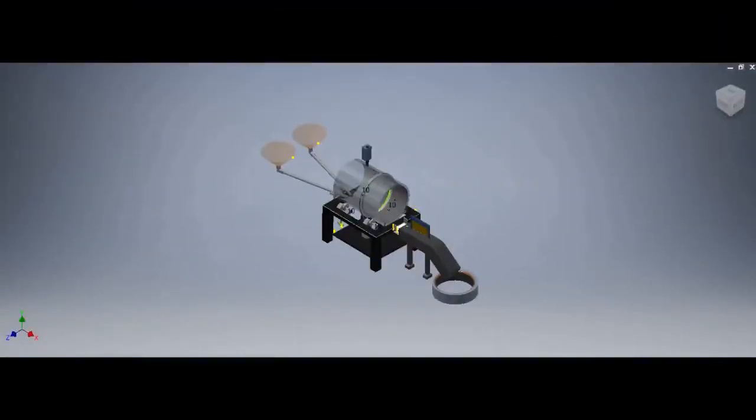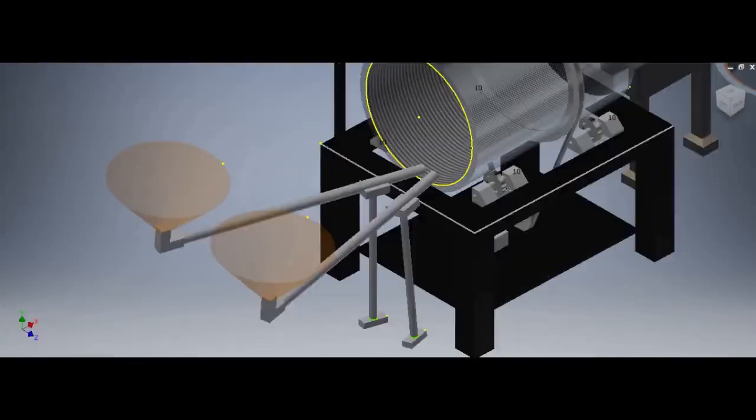So this is our complete model constructed on Autodesk Inventor 2019. As you can see, our first subsystem consists of two hoppers which are connected to two L-shaped joints which continue to the pipes, which will transport the raw materials, that is, the clay and seeds to the drum, and this was made by Darshan.